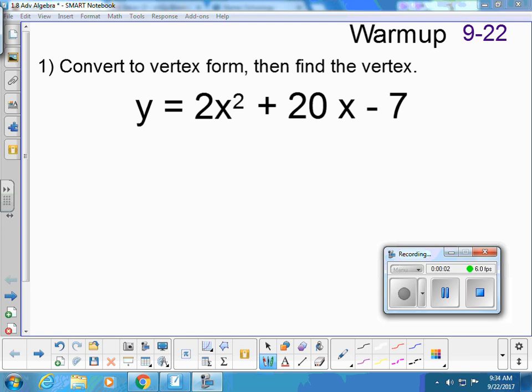Alright, hello everybody. We are ready to do our warm-up. We're going to turn this into vertex form. Find the vertex. You all should have your formula sheet that has the steps listed out, because there are a lot of steps, right? Does somebody want to help me out with each little step, kind of like Jake did yesterday? Alright, Marcella, what should I do first up here?